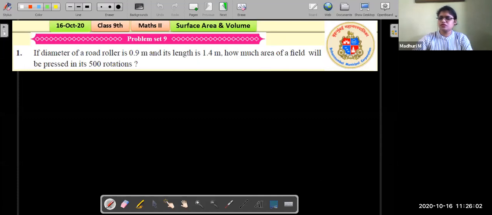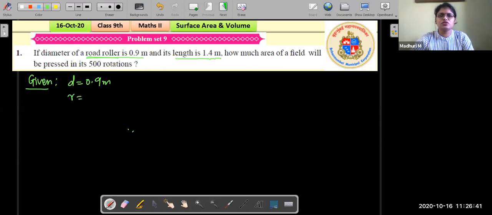The question says, if the diameter of a road roller is 0.9 meters, the length is 1.5 meters, how much area of a field will be pressed in its 500 rotations? That is the question. We start with writing out what is given. We are given that it's a road roller. The diameter is 0.9 meters. Now, if the diameter is 0.9 meters, what will be the radius?